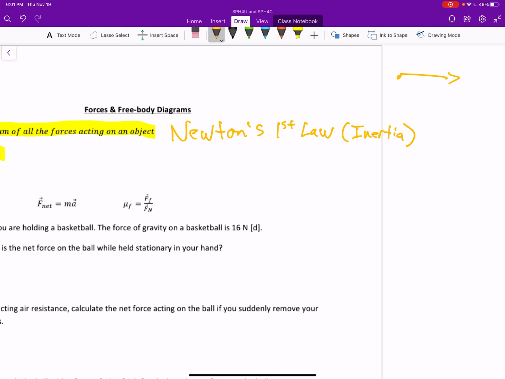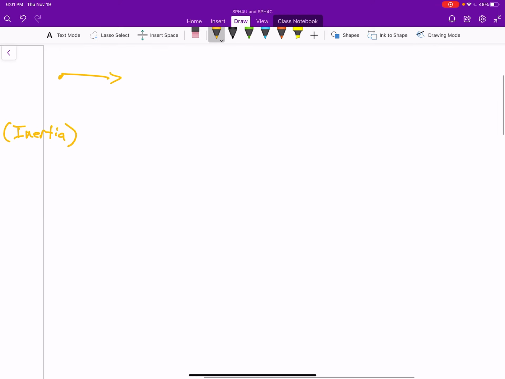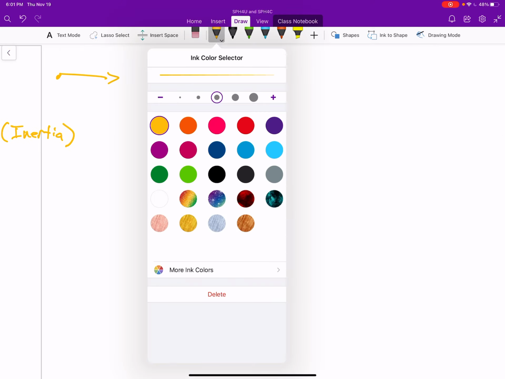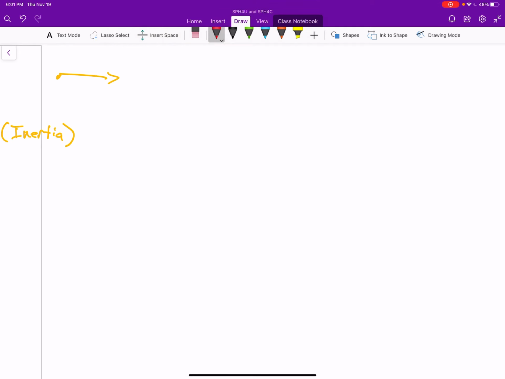Our conception of it seems to think that there should always be a force acting on it that's causing the movement, right? That's not always the case. And if there's no forces acting on it, but we still see movement, that's due to inertia. While we're on this topic, I'm just going to switch this color back to red. I like that yellow, but we'll do the red.